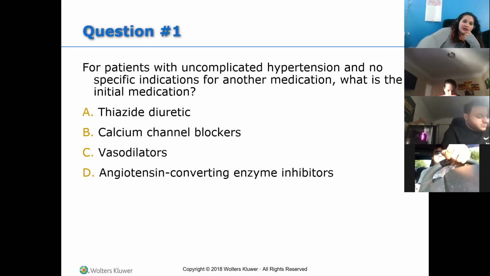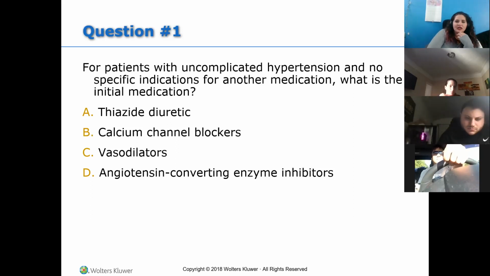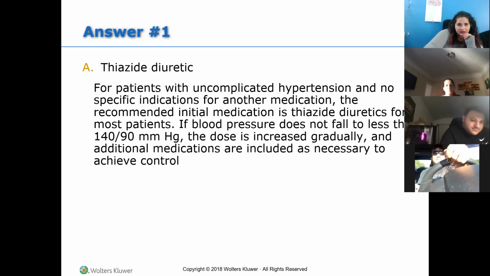Okay, we got a question. For patients with uncomplicated hypertension and no specific indications for another medication, what is the initial medication? There's your answer. Exactly, Emily. Thiazide diuretic. Then why don't they give it to non-African Americans? They do. On that slide, it didn't say that. It says ACE inhibitors.